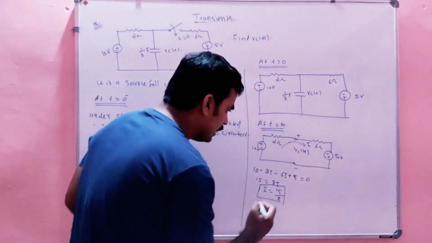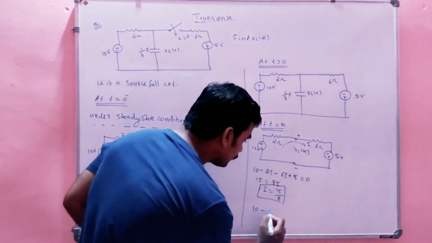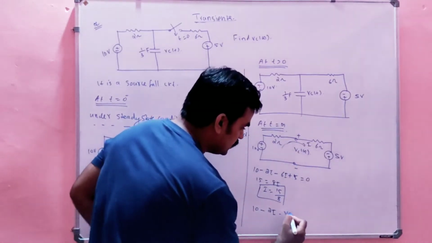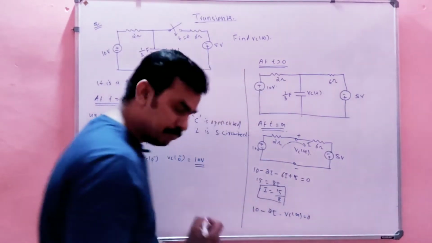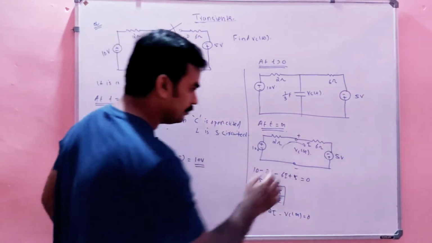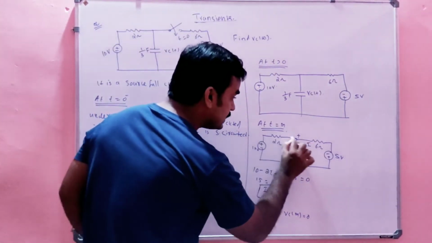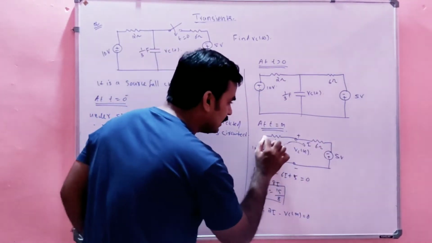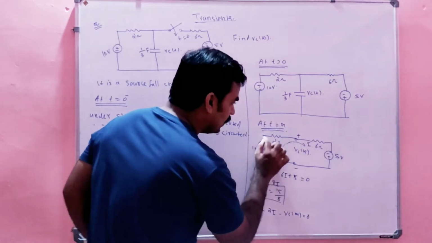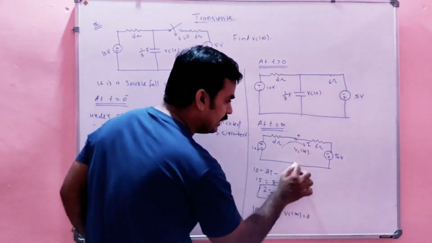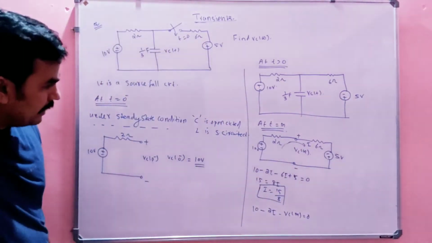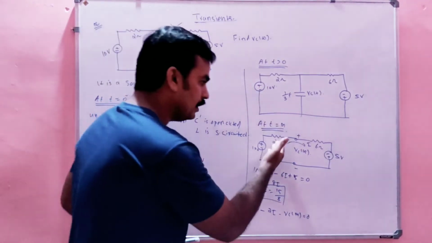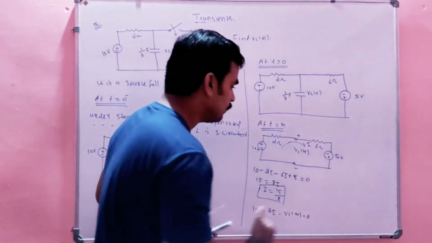So I can write 10 minus 2I minus Vc of infinity equal to 0. That means I applied a KVL to this loop. If you connect a voltmeter here, it will be a closed path, right? So I applied a KVL in this loop, and I get 10 minus 2I minus Vc of infinity equal to 0, because definitely there will be a flow of current, no? It is not open circuit, right?